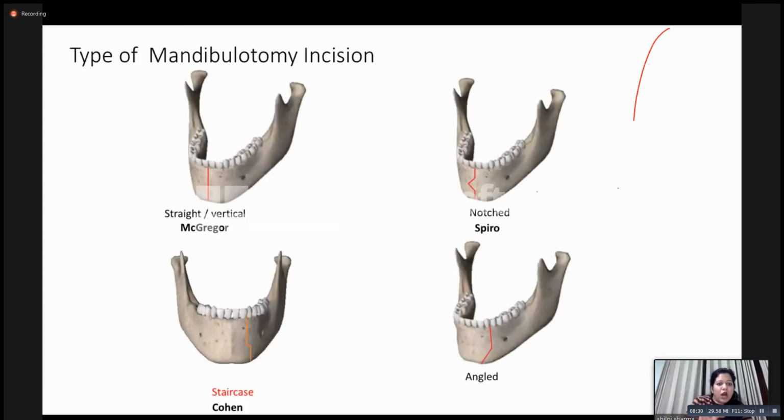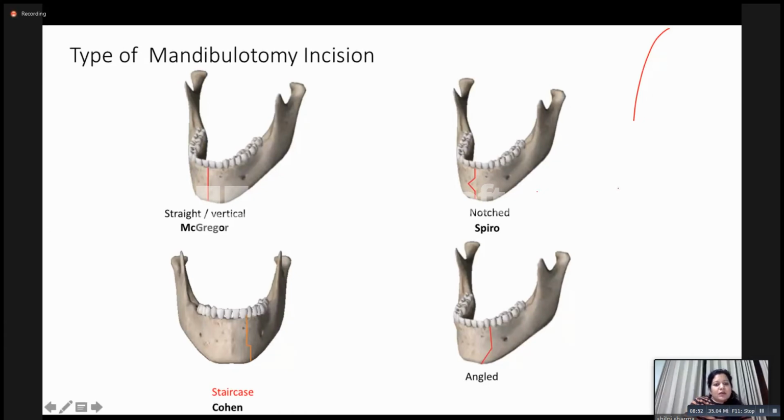Now, how to take the incision over the mandible while doing mandibulotomy? Four methods have been described, starting from the vertical, notched or angled, but commonly applied nowadays is the staircase type, which was popularized by Cohen, because this provides a more favorable fracture line for union.